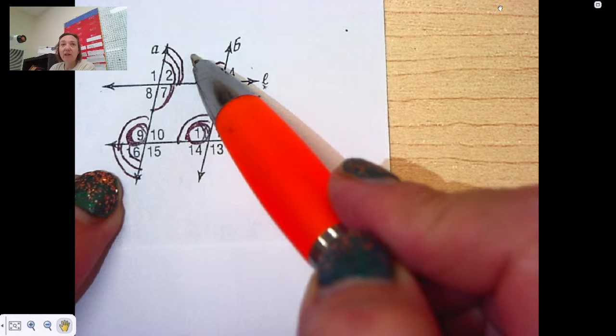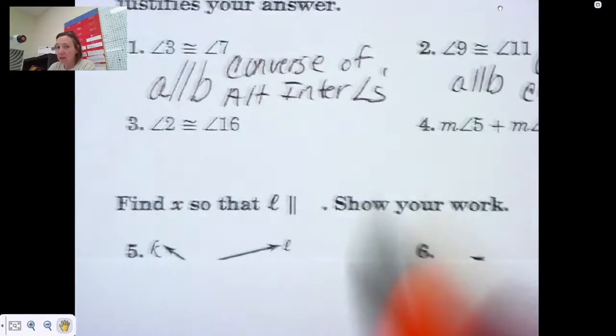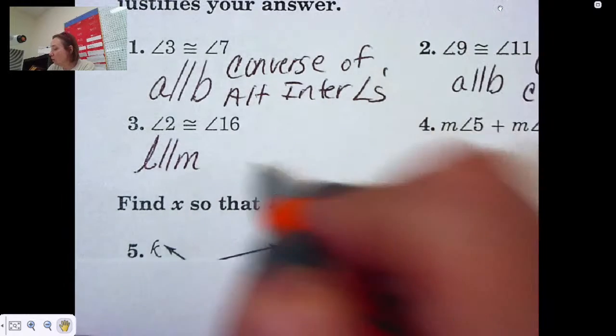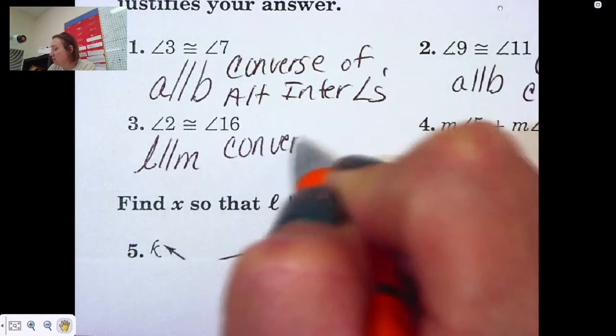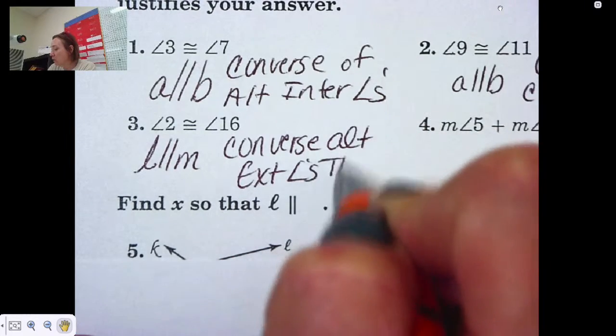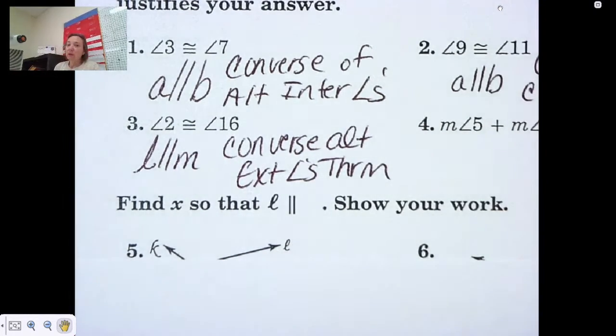Alternate exterior angles, and alternate exterior angles are supposed to be congruent if the lines are parallel. So what lines are parallel? L is parallel to M. What's our reason? Converse of the alternate exterior angles theorem. Yeah, all of these are going to be converse, every one of them, because we're working backwards on this whole thing.